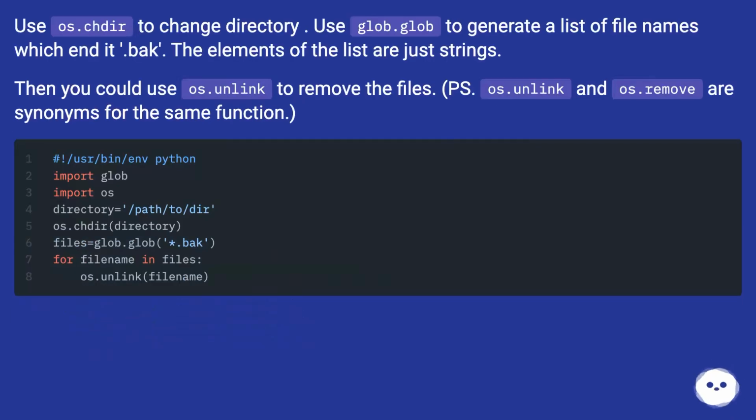Use os.chdir to change directory. Use glob.glob to generate a list of file names which end in .boc. The elements of the list are just strings. Then you could use os.unlink to remove the files. PS: os.unlink and os.remove are synonyms for the same function.